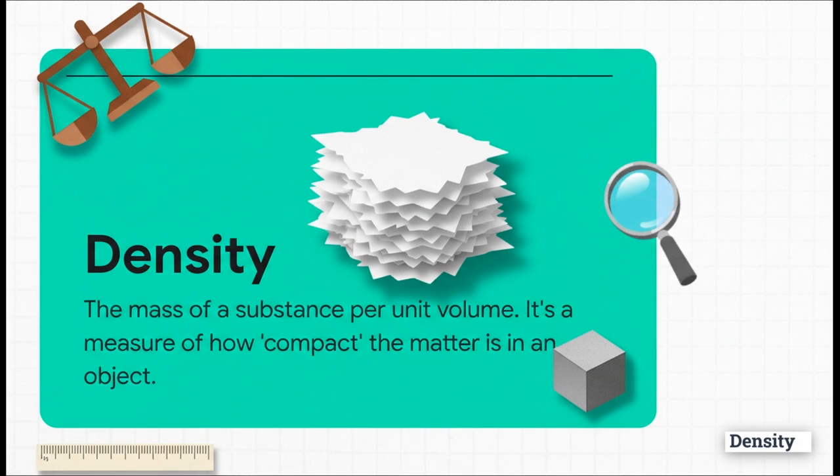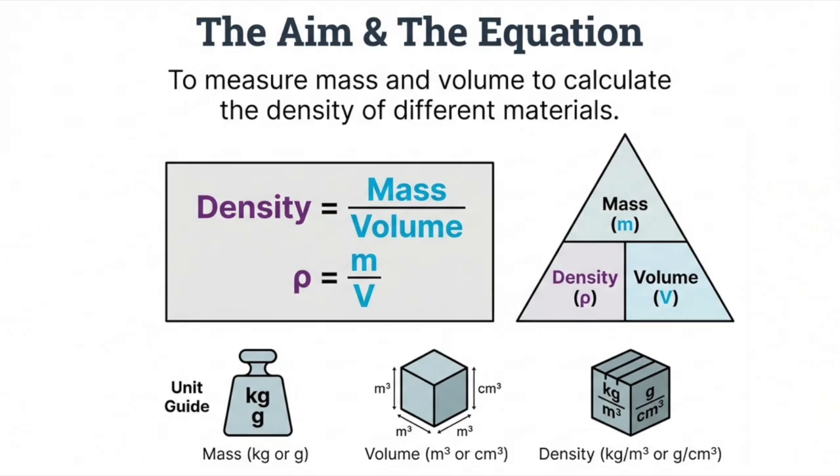Think about it. A kilogram of feathers takes up way more space than a kilogram of lead, right? That's because the lead is much, much denser. It's the same amount of stuff crammed into a tiny space. The density formula triangle. So if you want to find density, you cover up rho, and what are you left with? Mass over volume. So the formula is density equals mass divided by volume.